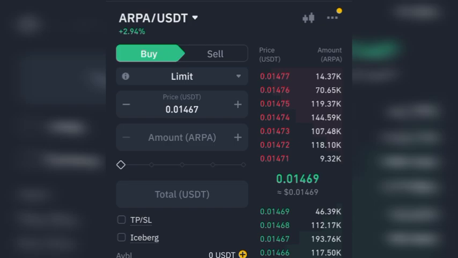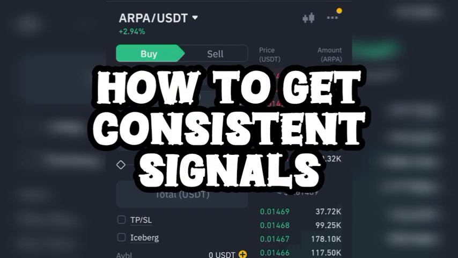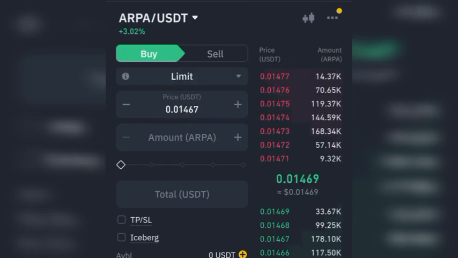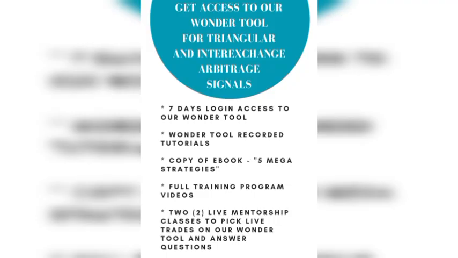Now, of course, to your big question, how do you get signals? Because I know you guys want to know how to get signals for triangular arbitrage, for inter-exchange arbitrage. Guys, I've got your back. Okay, let me show you what I have for you. So to get access to consistent trading signals, both on inter-exchange arbitrage and on triangular arbitrage, this is what you need.